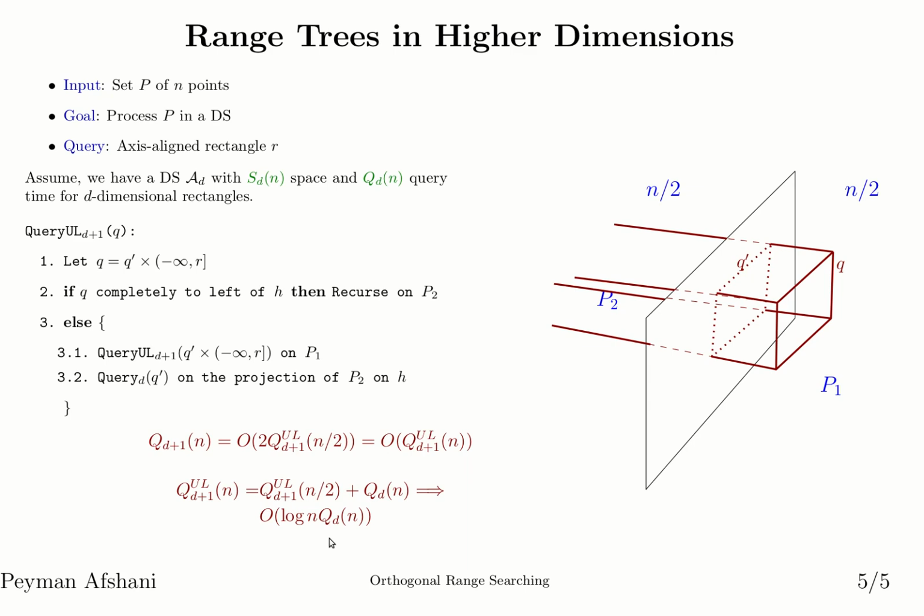To see why this recursion solves to log n times Q of d, you can just expand it. This will expand to Q_d of n plus Q_d of n over 2 plus n over 4 plus n over 8 and so on. So you'll have log n terms of Q_d, and all of them are smaller than Q_d of n, so therefore their sum is at most log n times Q_d of n.